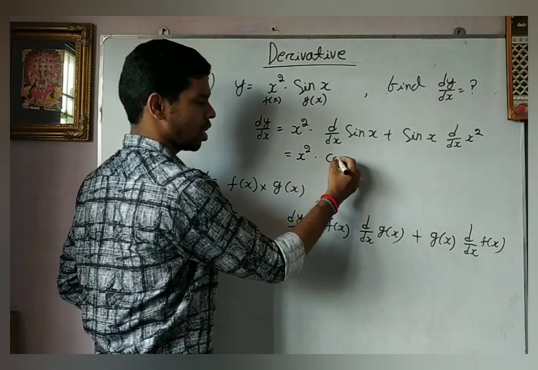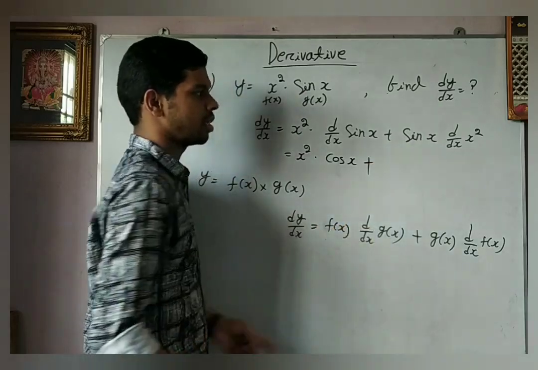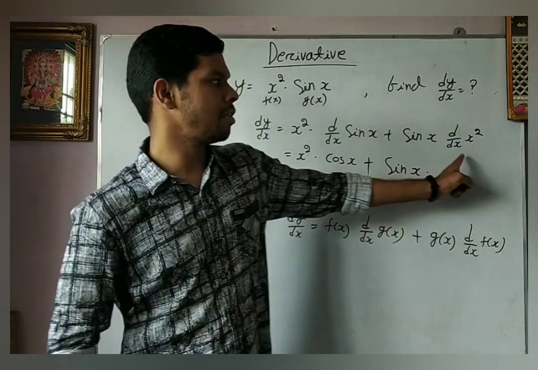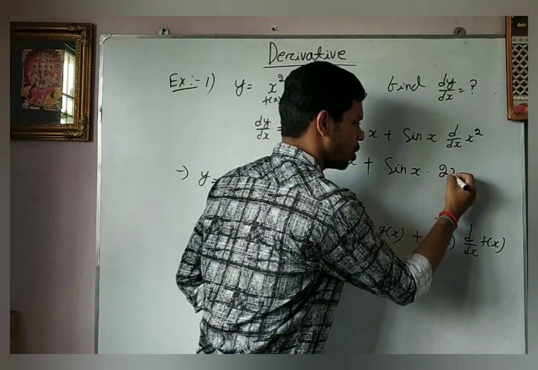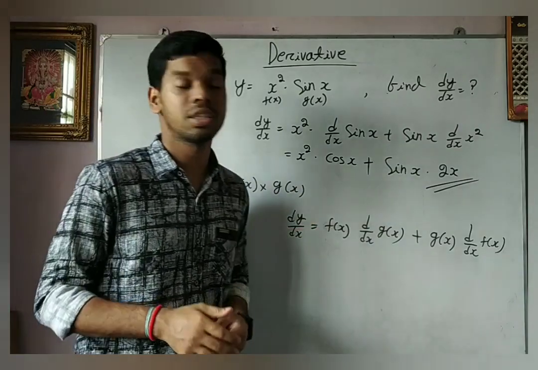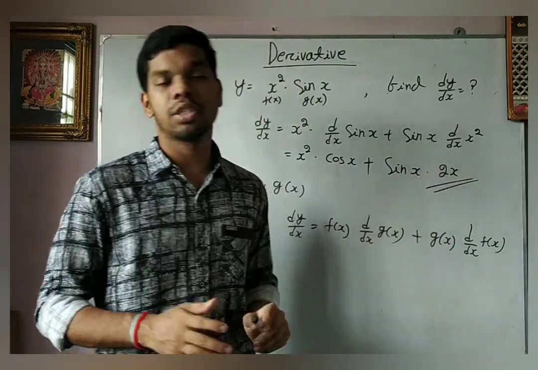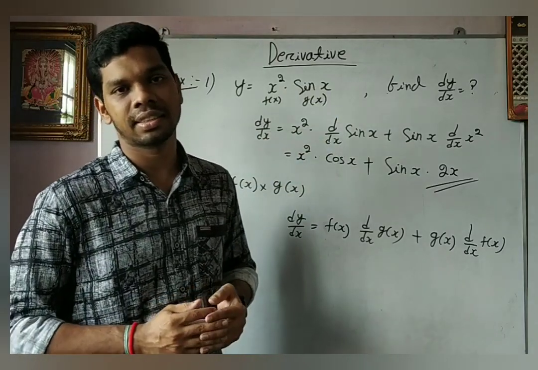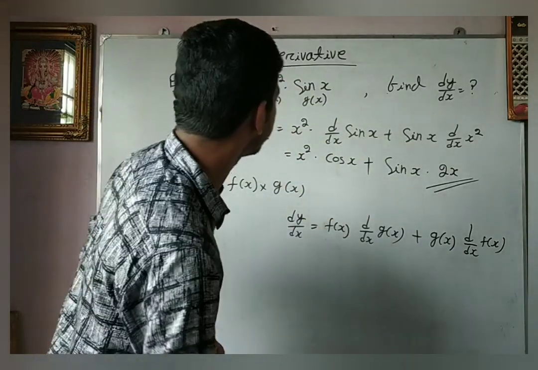Derivative of sin x is cos x plus sin x. Derivative of x square is 2x. This is the answer. x square times cos x plus sin x times 2x. Derivative of x square into sin x. Next example.